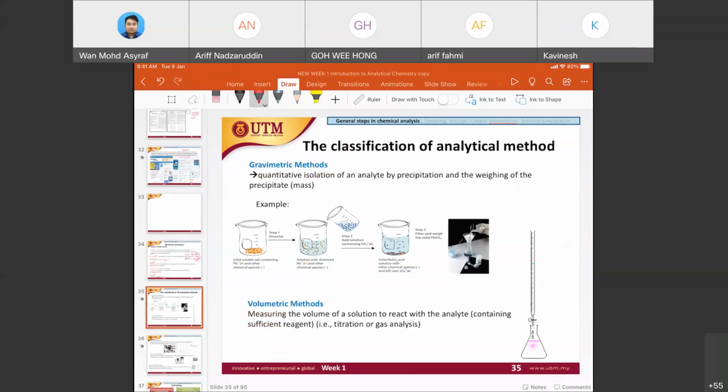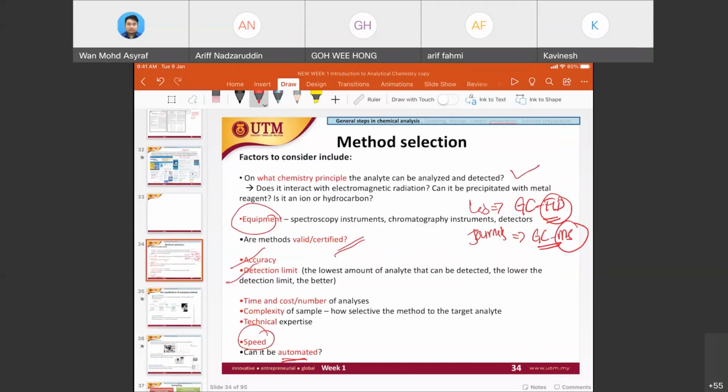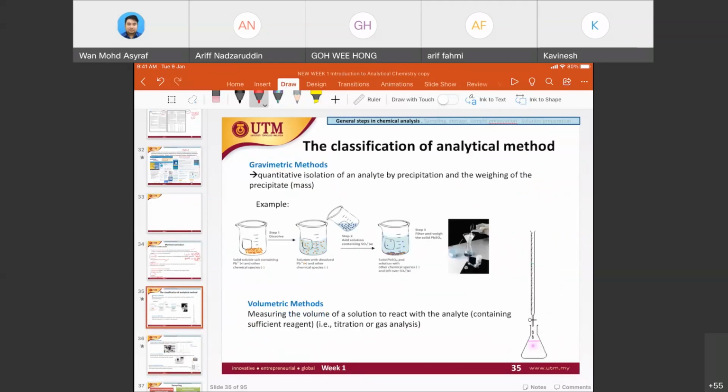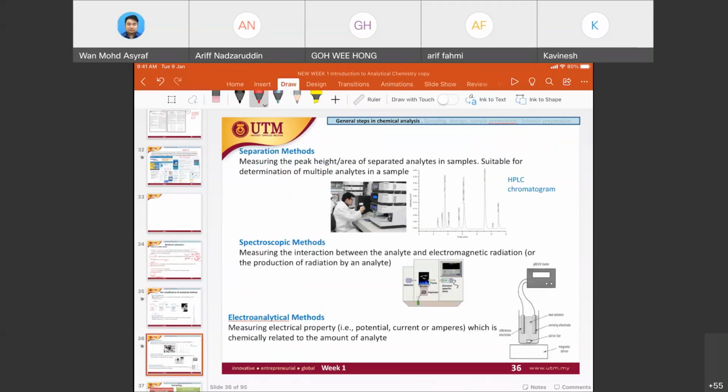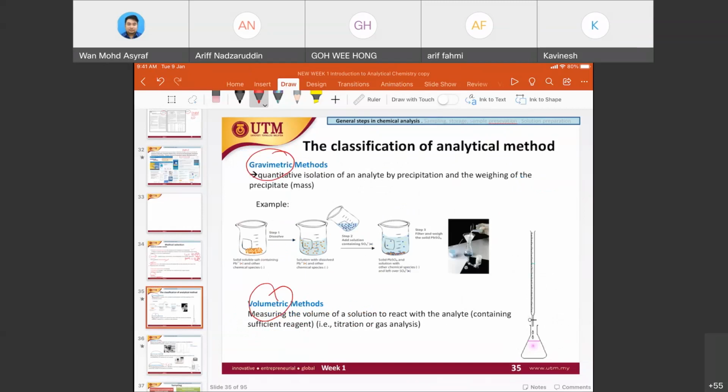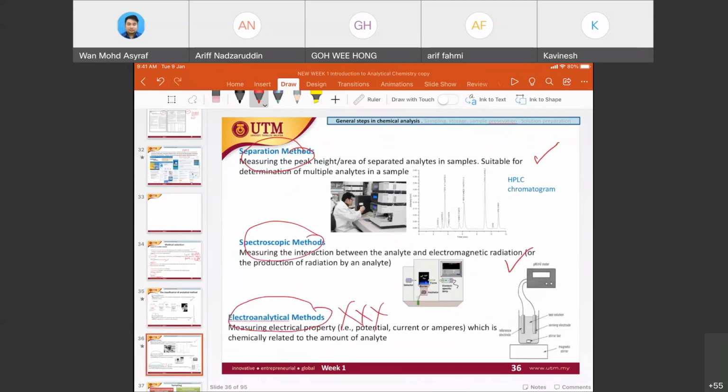So, the classification of analytical methods. Okay, just now we talked about methods in general. The classification of analytical methods in our syllabus is that we have gravimetric methods, volumetric methods, separation methods, spectroscopic methods, and electroanalytical methods. Only electroanalytical methods are not covered in this syllabus. All other methods we cover. So you can read on what gravimetric, volumetric, separation, and spectroscopic methods are. All of these are important for you to pay attention to.